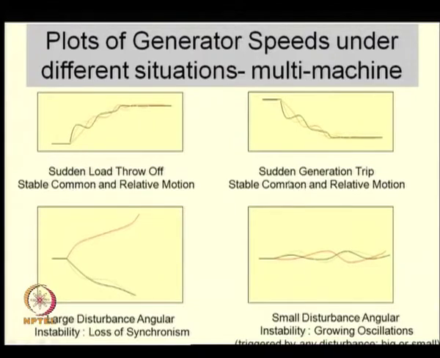maybe stable common motion, but the frequency change may be too high or too low, or rather the frequency change may be too large in magnitude, and therefore, you may think of emergency schemes like load tripping schemes, or the converse of that, generator tripping schemes.